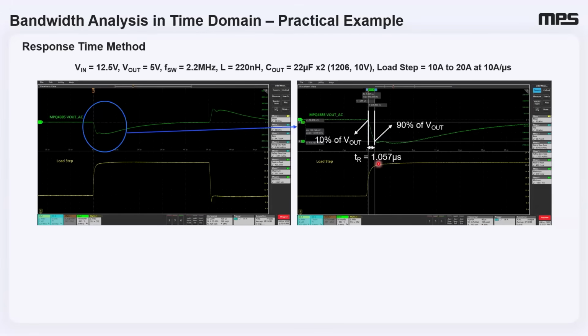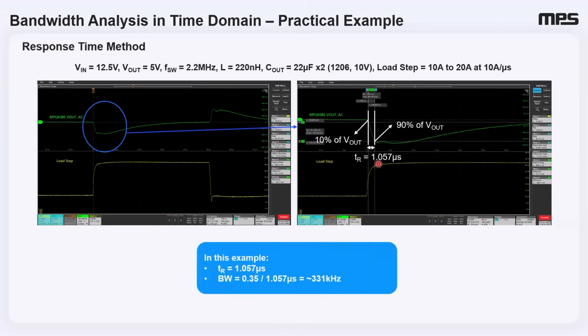Let's put our measured response time in the formula that we discussed earlier. We have a precise response time of 1.1 microseconds. So the bandwidth calculated is approximately 331 kilohertz in this case. This calculation provides a very good indication of the converter's control loop bandwidth based purely on its time domain performance.